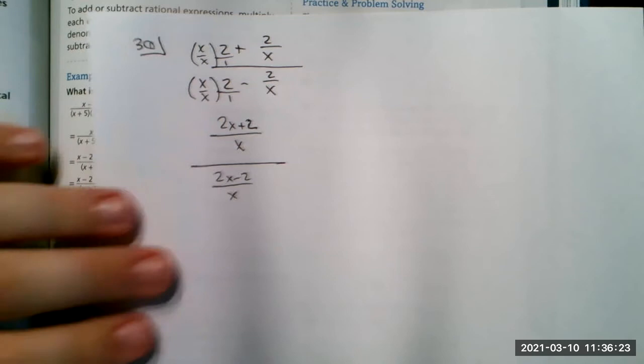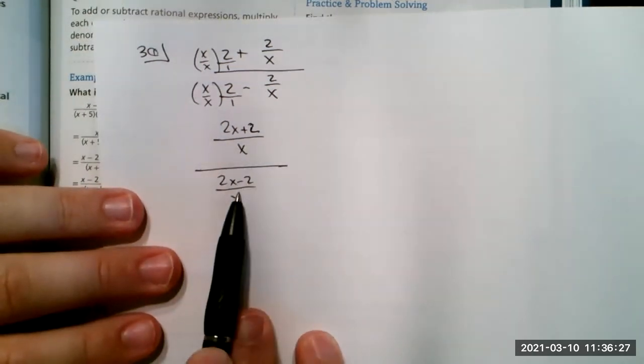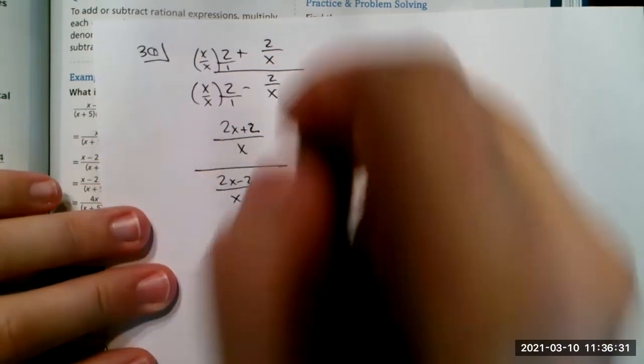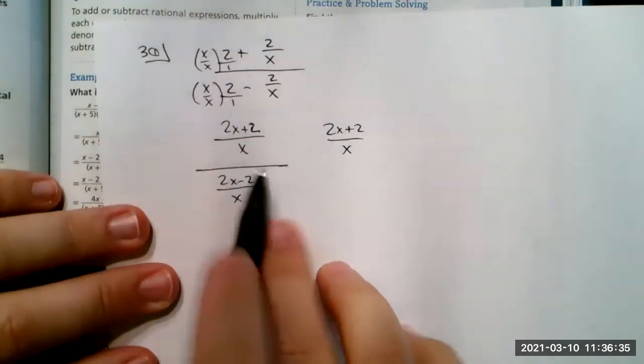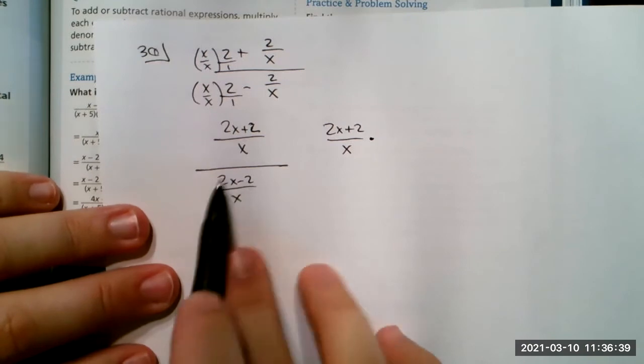And here's the part where you can do what we've talked about before, keep, change, rearrange. So this is 2x plus 2 over x divided by 2x minus 2 over x. So I'm going to keep that first fraction the way it is. Change division to multiplication, and then rearrange the second fraction. Flip it.